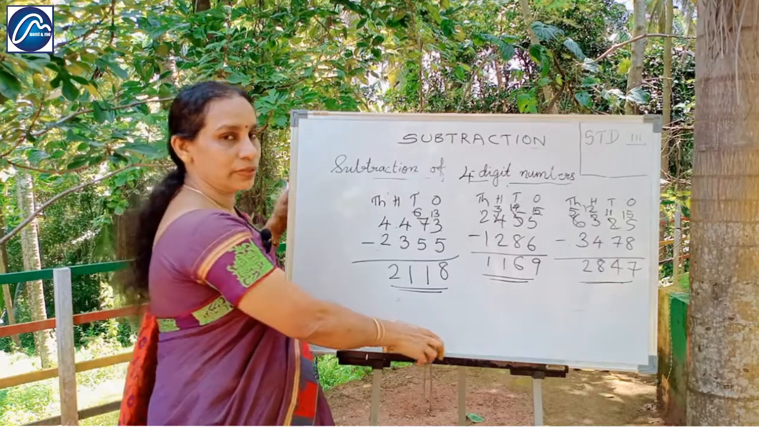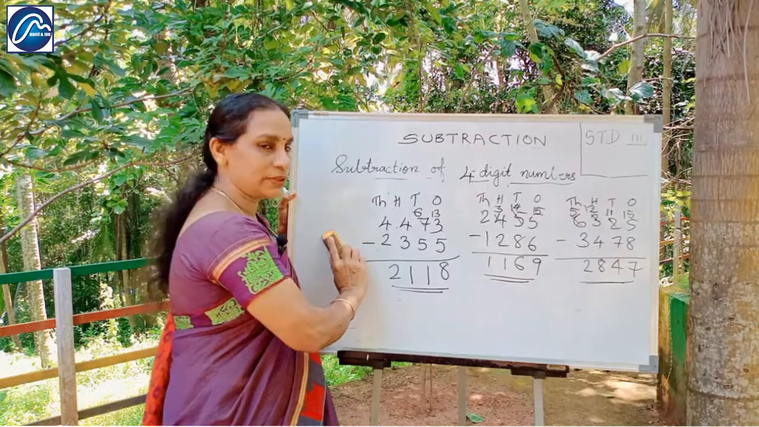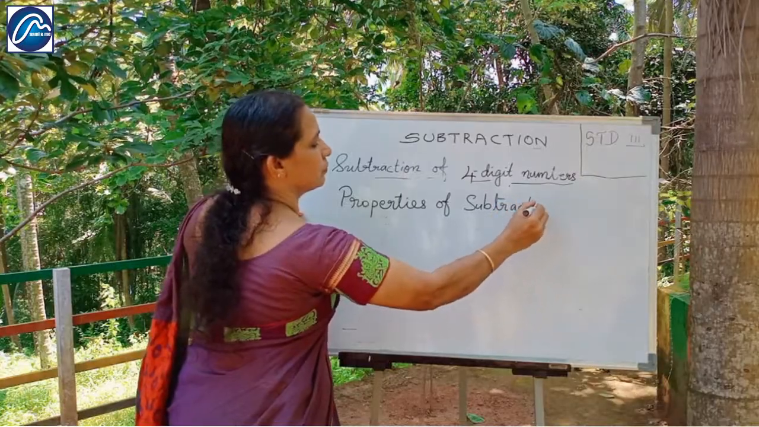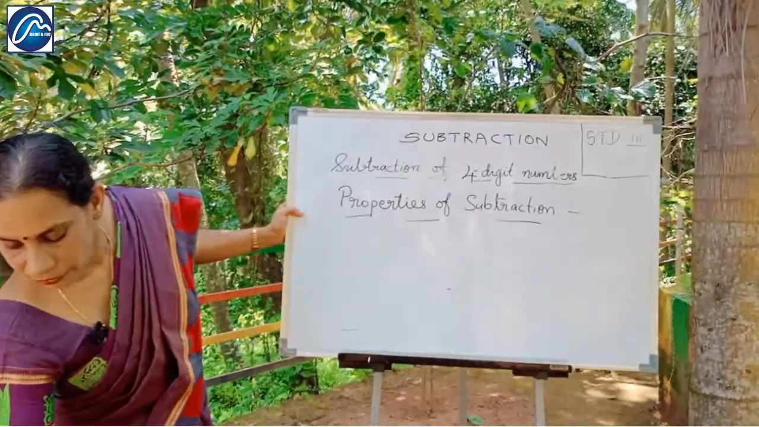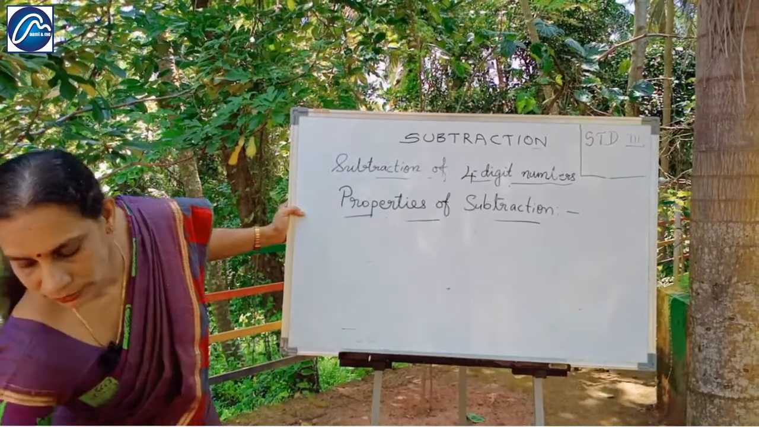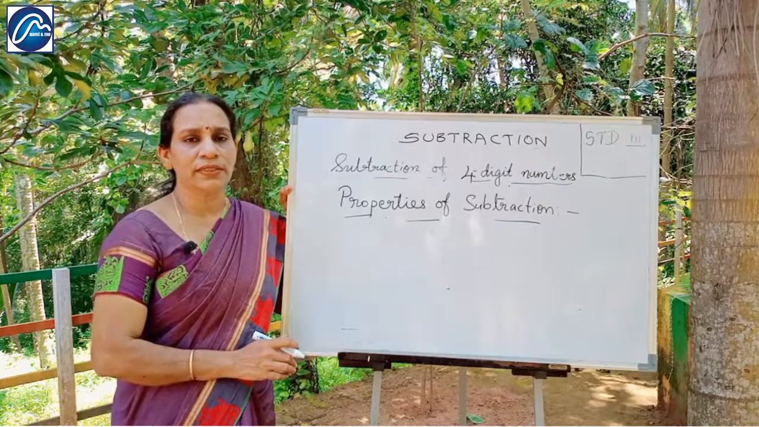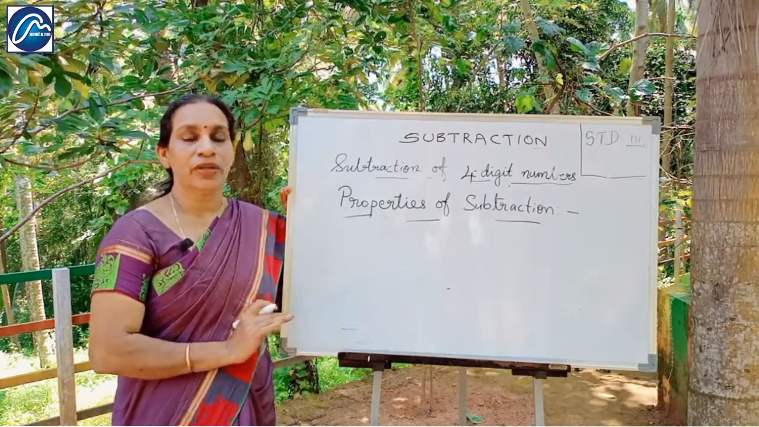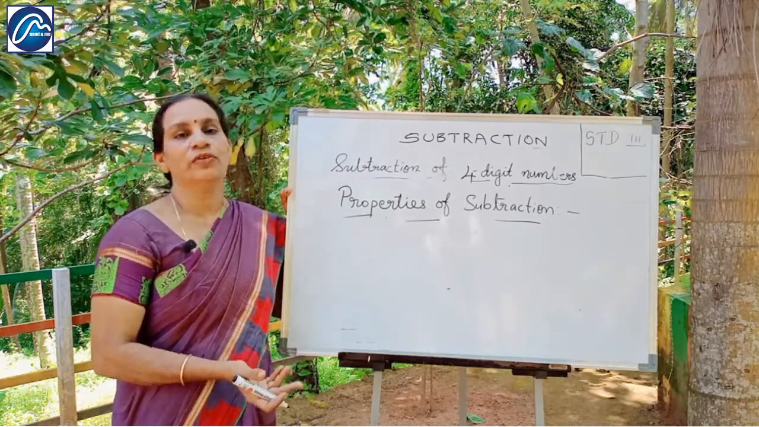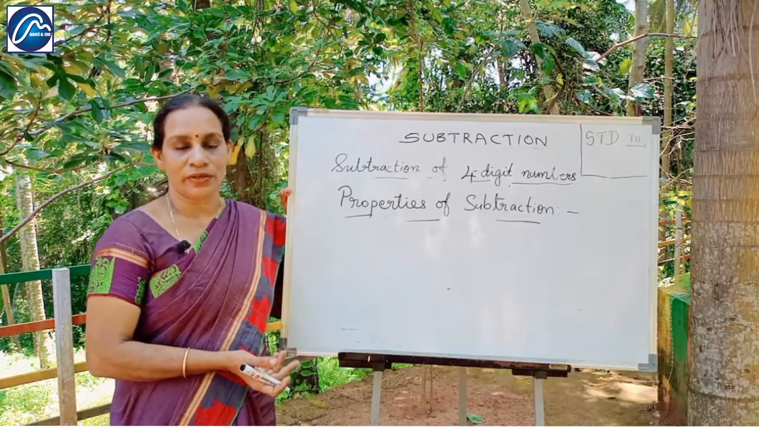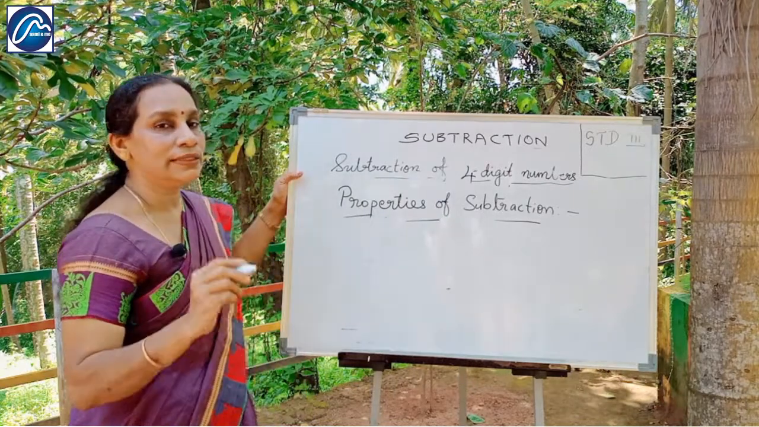Then what is the next we are going to study? Properties of subtraction. When you subtract 0 from a number, what will be the result? Subtraction of 0 means we are not subtracting anything. 3 minus 0, 3 only. 4 minus 0, 4 only. 100 minus 0, 100 only. Like this, any number you subtract 0 from, you will get the same number.